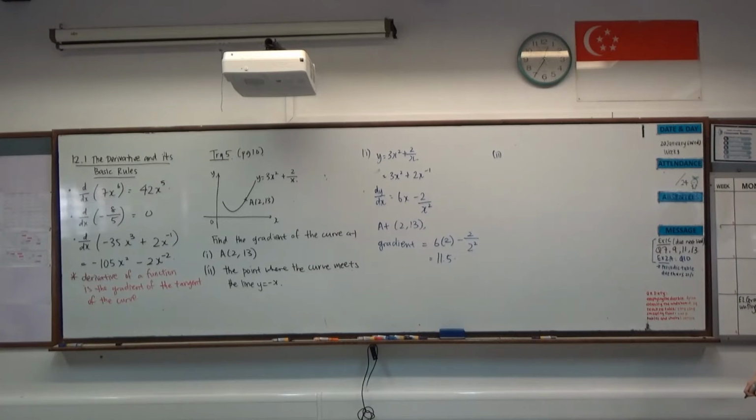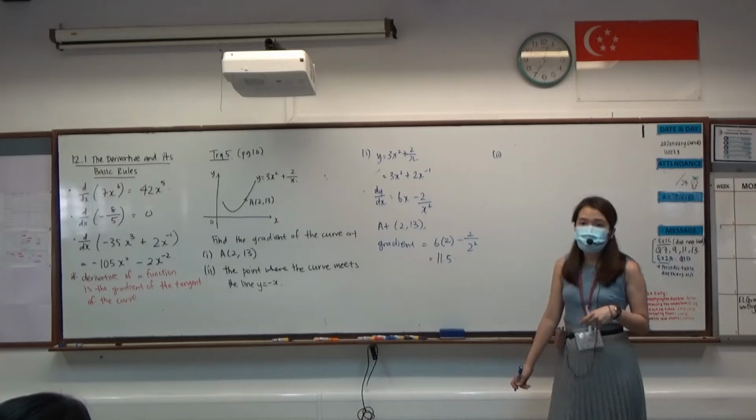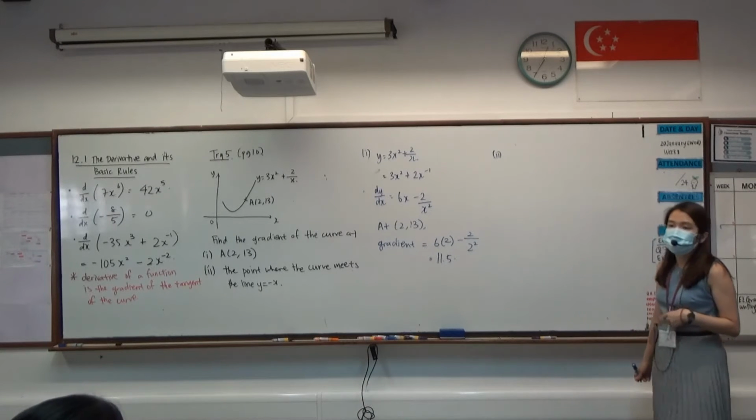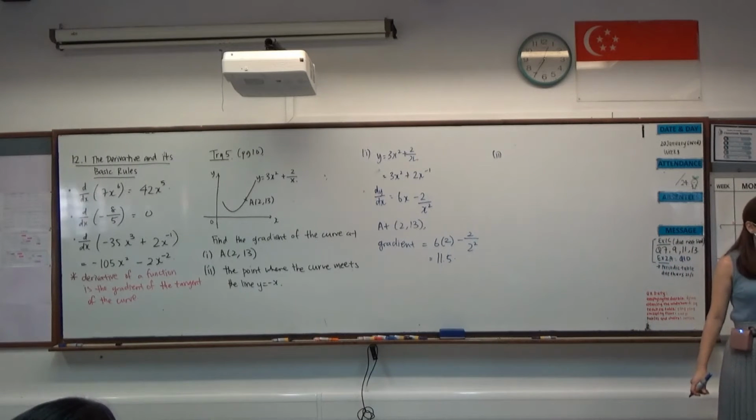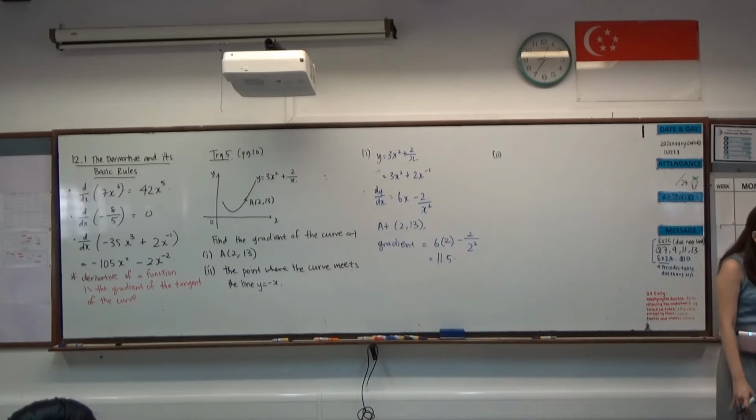In part 2, we want to find the gradient at the point where the curve meets the line y equals negative x. So we are not told specifically where that point actually is. So how do you think we could go about finding that first? What will you have done? Irvin? What will you do to find out where is this point?